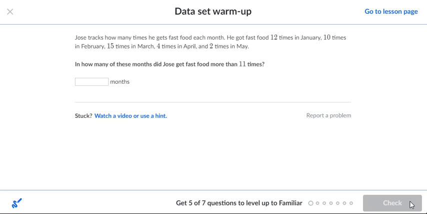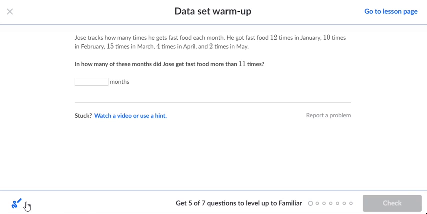Jose tracks how many times he gets fast food each month. He got fast food 12 times in January, 10 times in February, 15 times in March, 4 times in April, and 2 times in May. How many of these months did Jose get fast food more than 11 times?